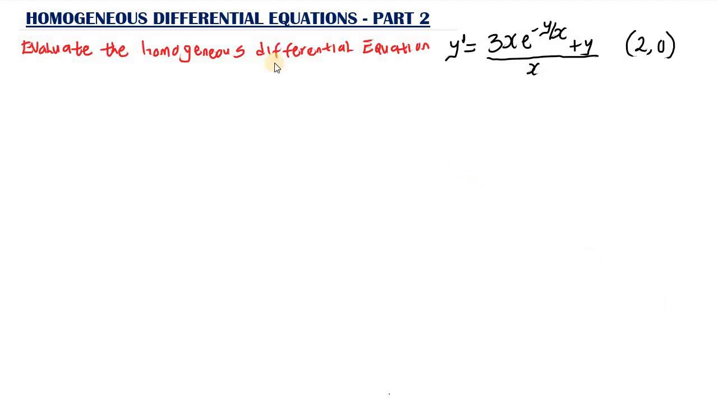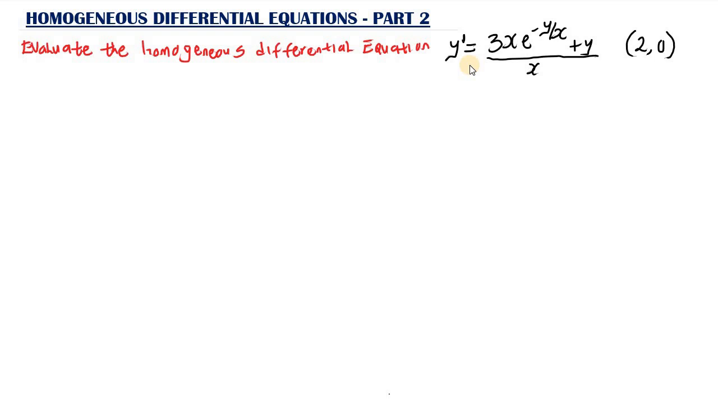If you take a look at the screen, we want to evaluate the homogeneous differential equation y prime is equal to 3s multiplied by e raised to the power of negative y over s plus y divided by s. As you can see, we are given a point. The first value is 2, while the second is 0, meaning the s value is 2, while the y value is 0. So we are going to find the value c because we are given a point.